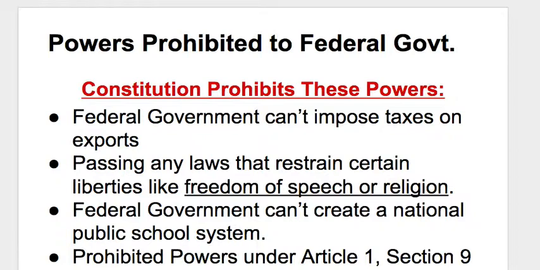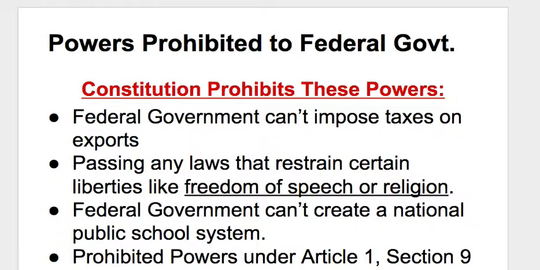The federal government can't create a national public school system. Each state has its own public school system, its own teaching standards, and its own requirements for the number of days students have to be in class, as well as the amount of time they have to be in class. That's a state decision, not a national decision. But a way that it's kind of a marble cake is that the federal government does give funds to state school systems. So that's a way they're intermixed.